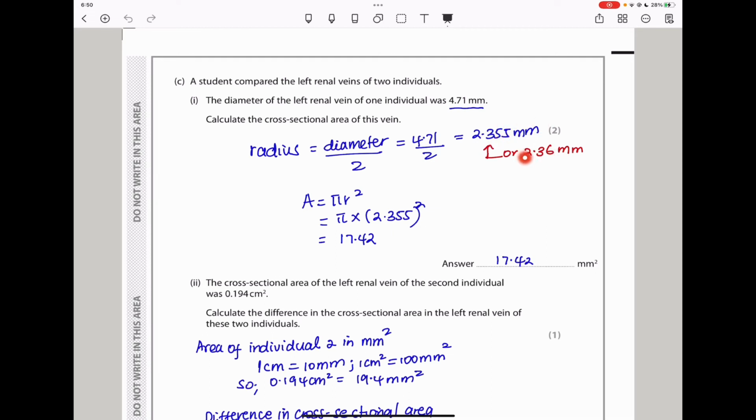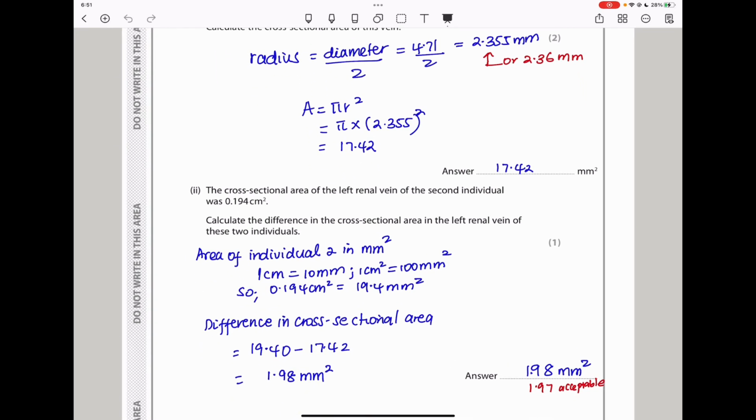You could also round it off to 2.36 millimeters. Then I use this to find the area. I said area is pi r squared because, of course, this is just cross-section area. So area is pi r squared, which is going to be pi times 2.355 squared, which is 17.4. And my answer was 17.42 millimeters squared.